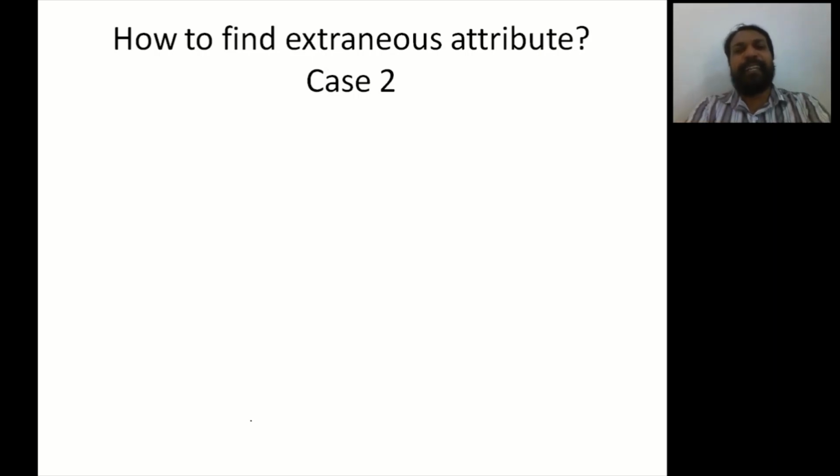Then in the second case, we have to remove extraneous attributes from the RHS, the right hand side. This is not important in the case of minimal cover. This is for when you want to answer some questions; you need this kind of information. This is not available in your textbook. You have to refer to some other text for this.